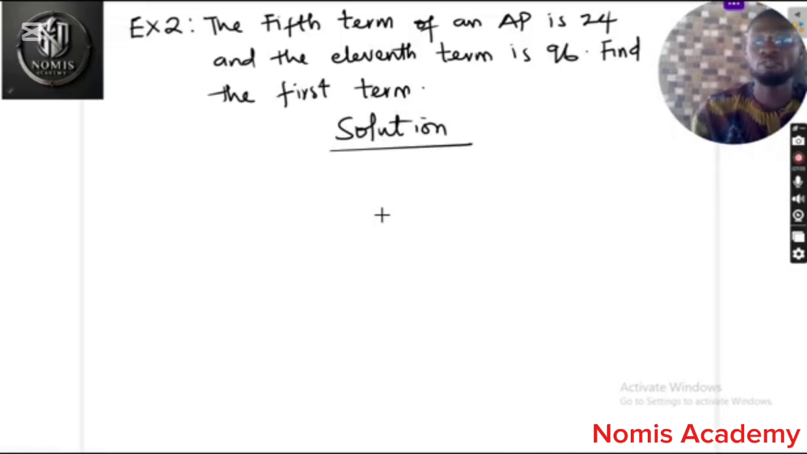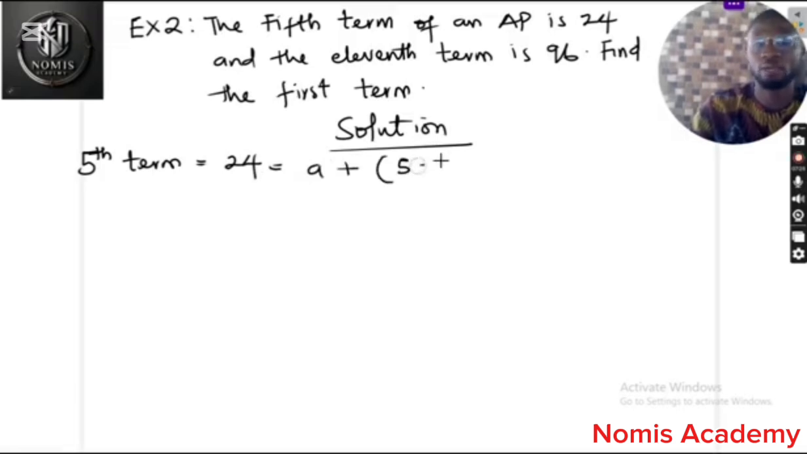The fifth term of an AP is 24 and the 11th term is 96. So let's get into that. The fifth term is equal to 24, of which we know that the fifth term should be a plus open bracket 5 minus 1 close bracket, the common difference. So that tells that 24 is equal to a plus 4d. Very good. So let's take that as our equation 1 here.